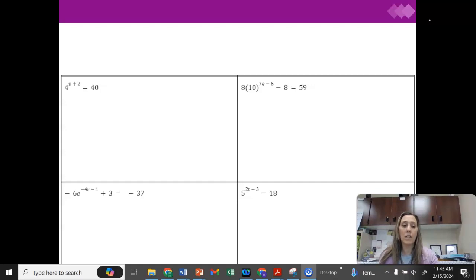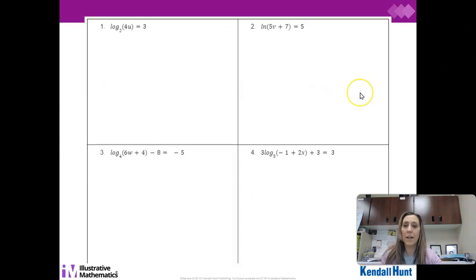Okay, so now we're going to go, let's see if I can get this to go to the next slide. Come on. There we go. All right, so now we're going to work on these. These are on the back side of that worksheet I gave out yesterday.